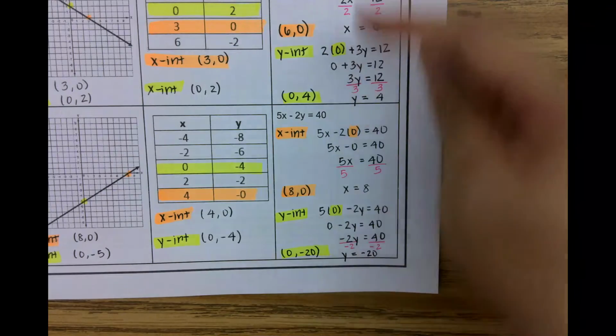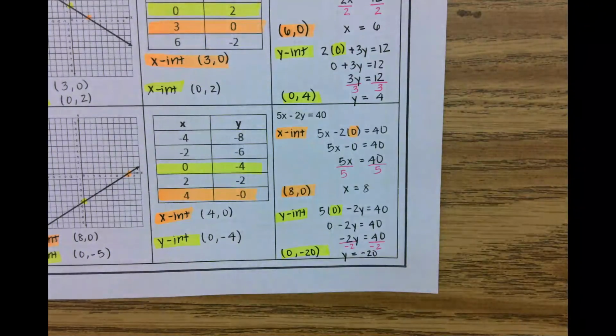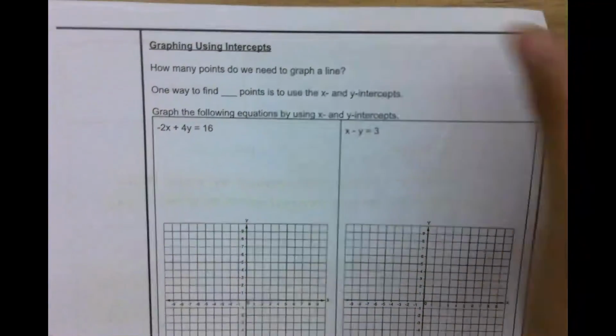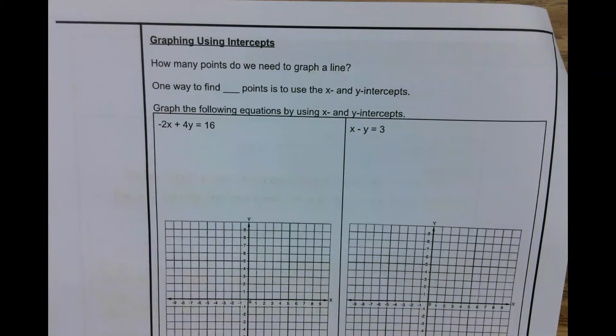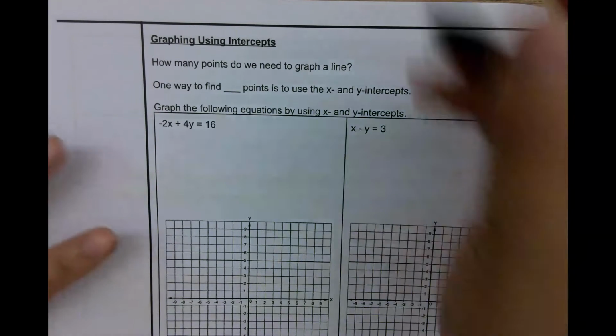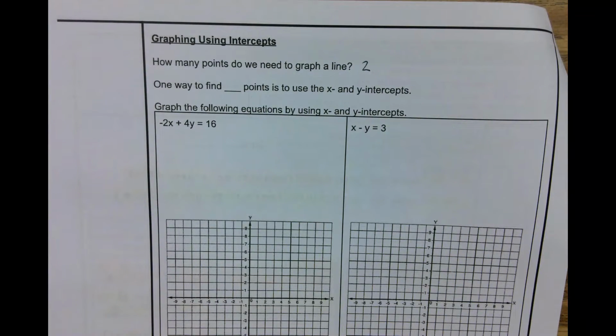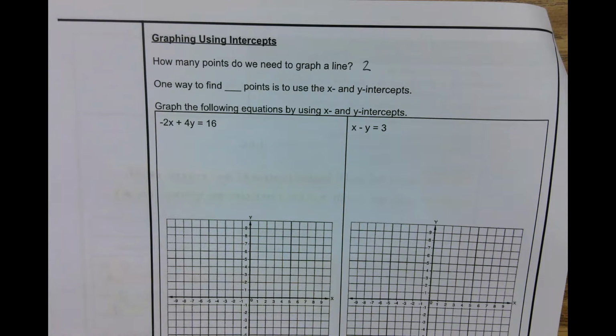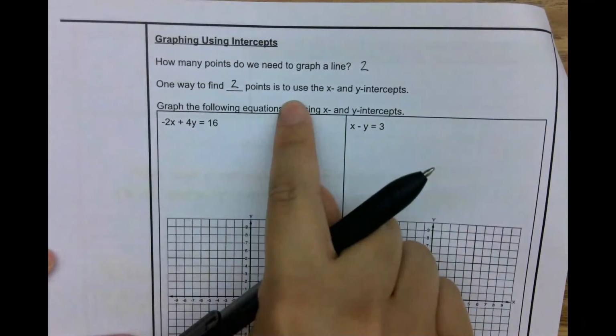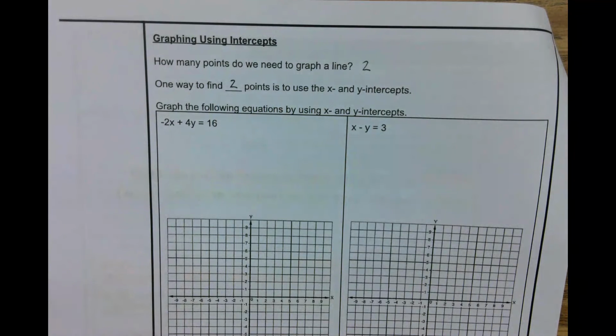So we're going to use this to help us graph a line now. Let's flip on over. When we graph using intercepts, when we graph any line, all we need is 2 points. So how many points do we need to graph a line? 2. You're going to see this again in geometry. It's one of our axioms: between any 2 points, there is a line. One way to find these 2 points, we just tried it, is by using the x and the y-intercept.